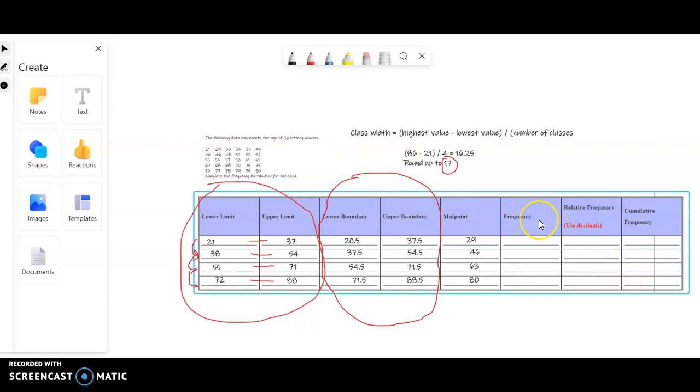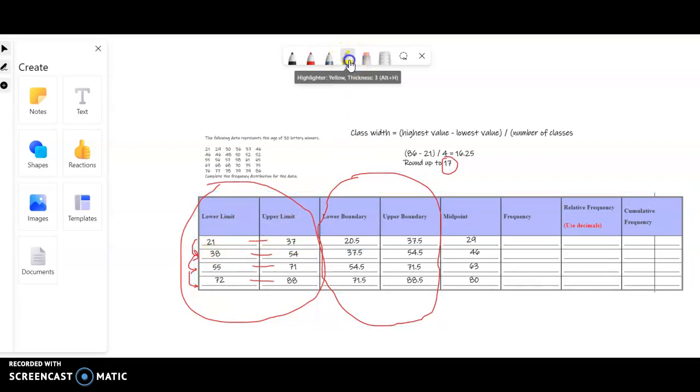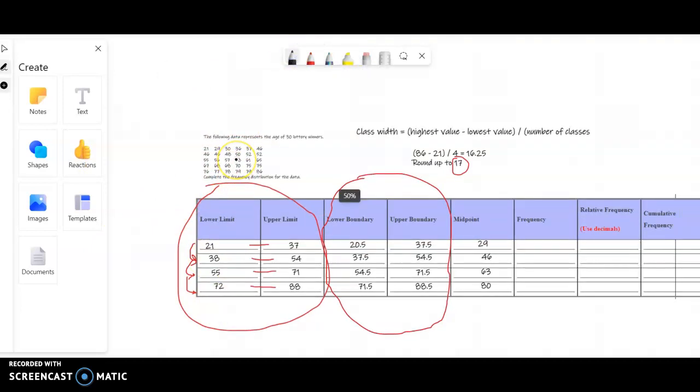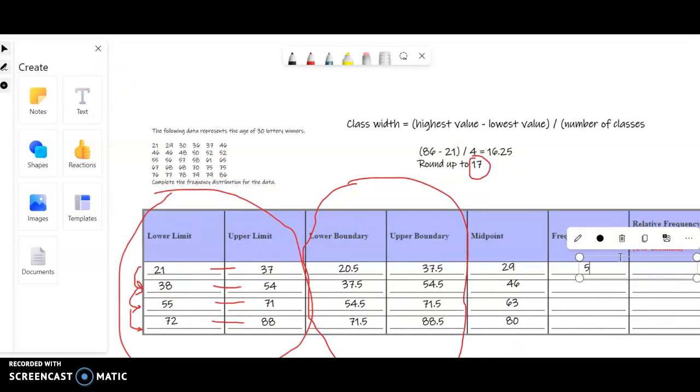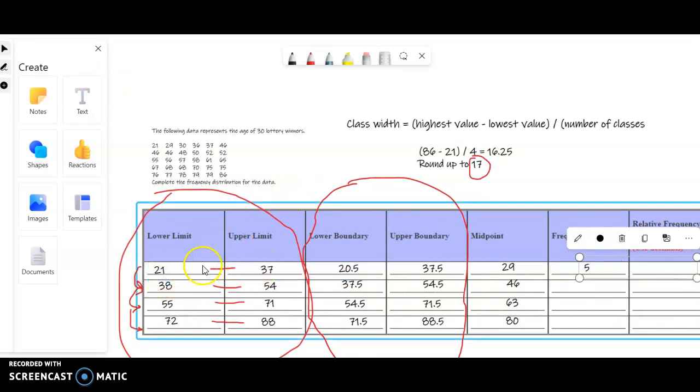Okay. Next column is frequency. That's just literally how many data values here fall in the range that you're looking at. So our first class is for all those numbers between 21 and 37. So I'm seeing, let me zoom in a little bit. These values are a little small. These guys here. So I'm going to count up. We have 1, 2, 3, 4. I have 5 numbers in there that are between 21 and 37. So I have 5 data values. So frequency is just how many numbers are in this category.